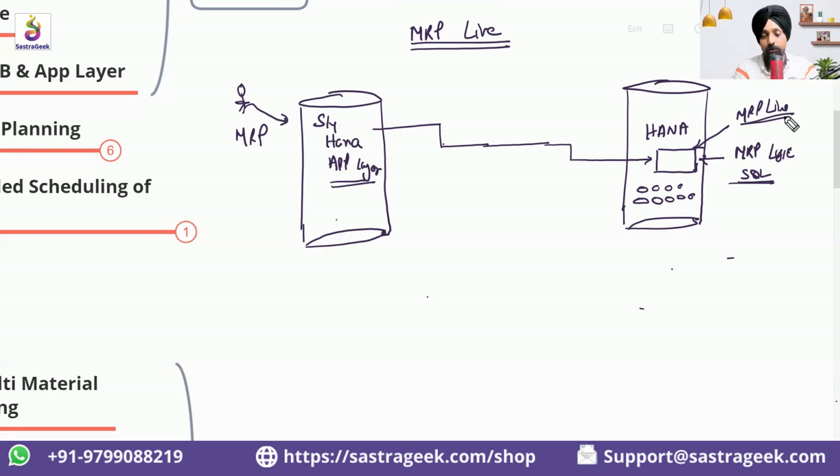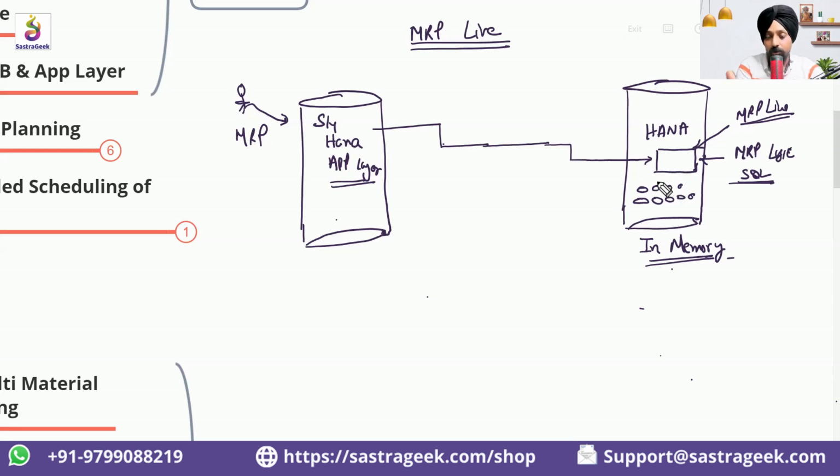Because it's an in-memory database system, and I hope you can recall the initial sessions where we talked a lot about the difference between in-memory and traditional databases, the data is stored in memory, so the calculation happens very fast.